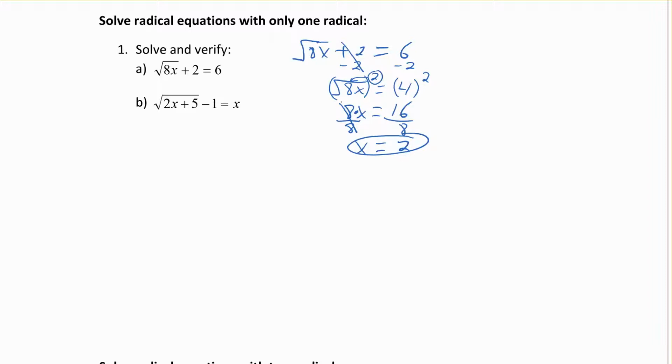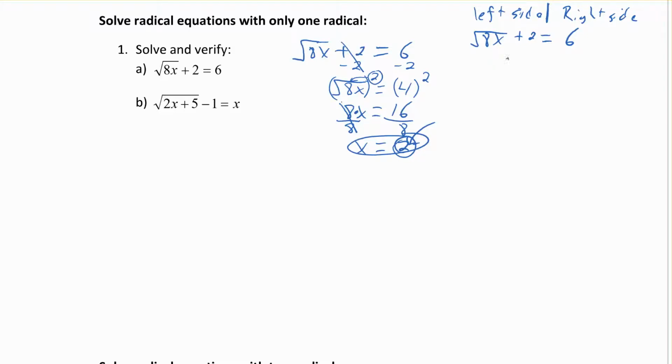But then the last thing I'd like you to do is verify our solution. We got 2 for an answer. What I mean by verify is we start with our original equation again. So we'd say square root of 8x plus 2 is equal to 6. This would be my left side, and this would be my right side. I want to check that they're actually equal if I plug 2 in place of x.